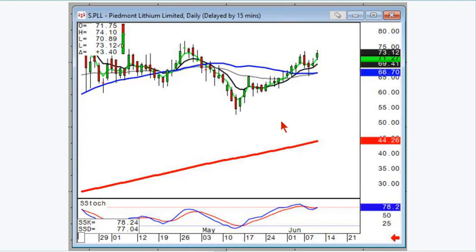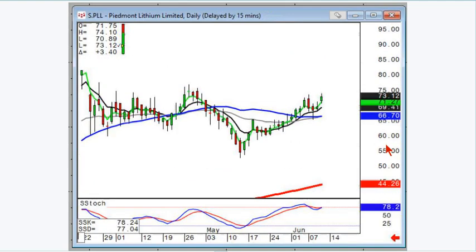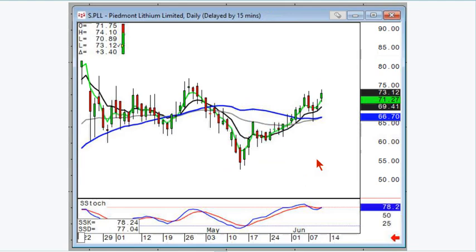So PLL, one of the lithium mining companies, look where it's set up as a J-hook pattern. Came right smack dab down to the 34 and the 50, did a hammer type signal. What'd that pretty much tell you? Once they came up through the resistance level, it's used as support. Now you could be a buyer of this one.